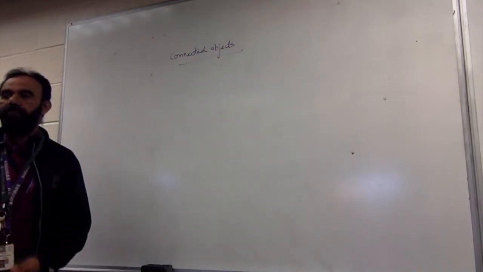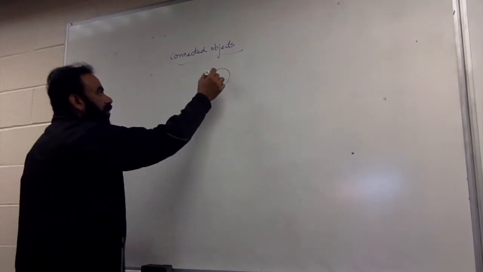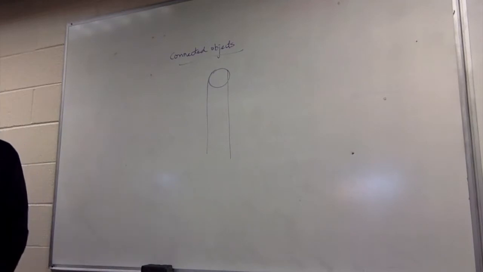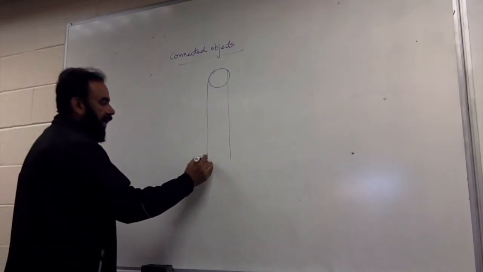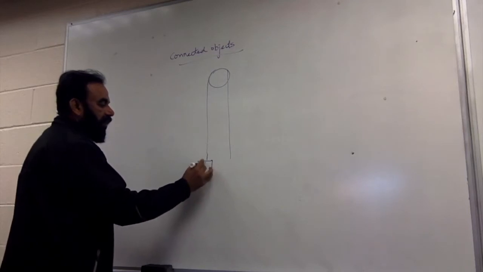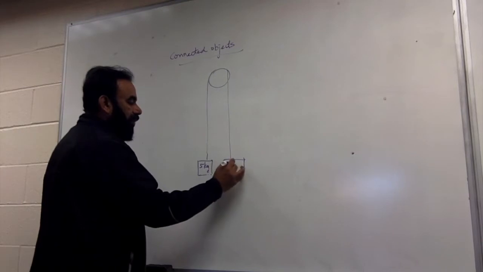What happens when objects are connected to each other? For example, if I have a pulley, and two objects here, this is a 5 kilogram object, and this is a 4 kilogram object.